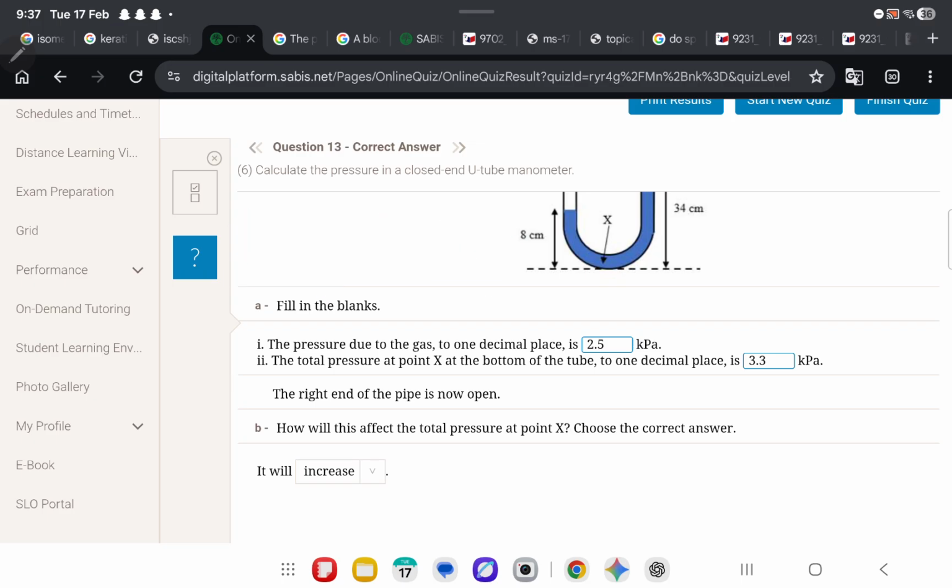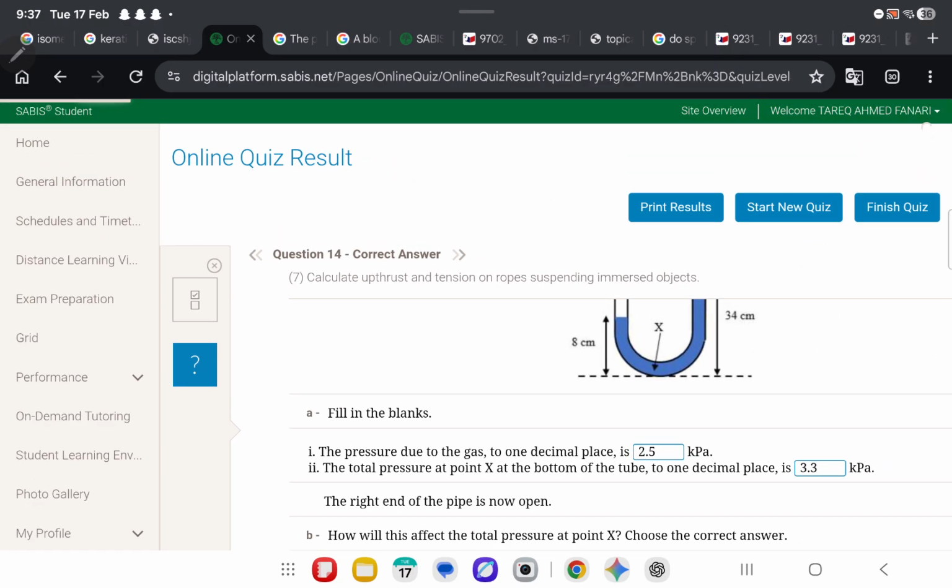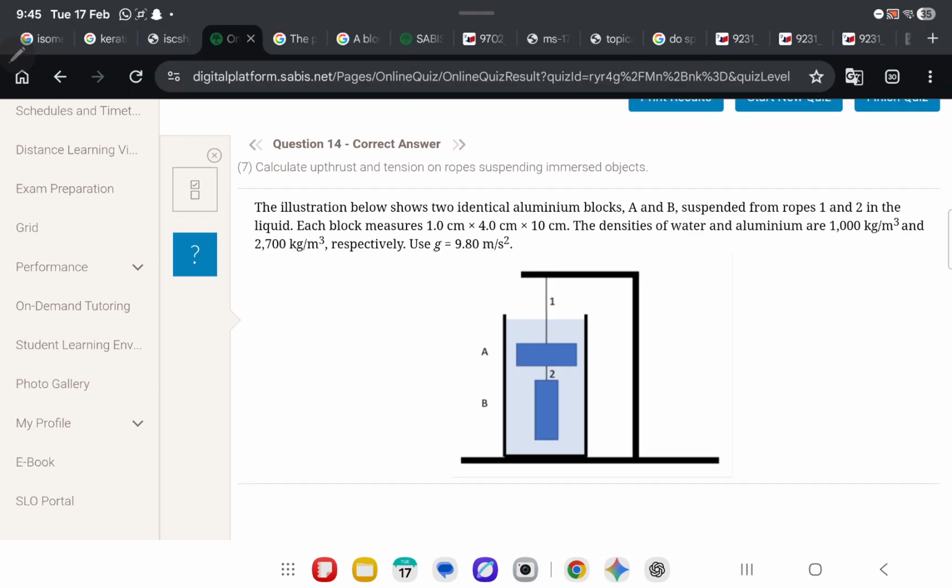On to question 14. Okay, so this is question 14. The illustration below shows two identical aluminum blocks A and B suspended from ropes 1 and 2 in the liquid. Each block measures 1 by 4 by 10 centimeters. The densities of water and aluminum are 1000 and 2700 kilogram per meter cubed respectively. Use G as 9.8. Now, choose the correct answer.